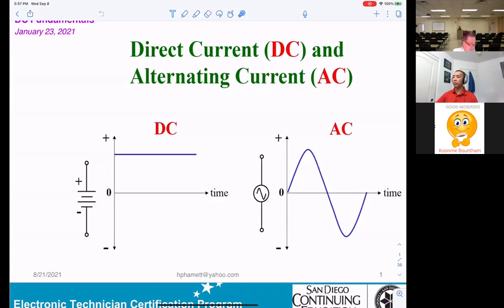That's AC. Now, if you look at the outlet in your house, it will be 110 or 120 volt RMS. That's AC. If you look at the signal on the oscilloscope, you can see what it looks like. That's 120 volt RMS AC. However, most of the equipment in your house cannot use the AC directly. They need the AC, but they have to convert it into DC.